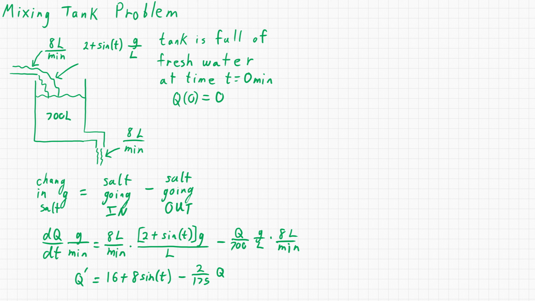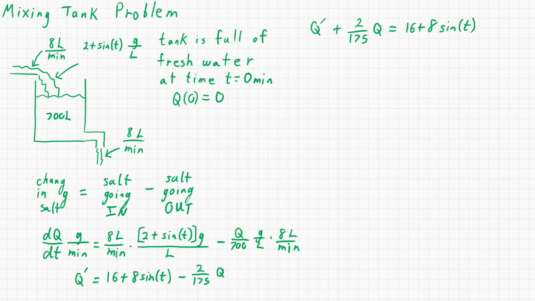All right, so then we can solve this. This isn't a separable equation. We have to use an integrating factor, which is why we'll end up using integration by parts for the sine of t. So let's go ahead and set that up here. Q prime, I'm going to move the other Q term over, so plus 2 over 175 Q is equal to 16 plus 8 sine of t.